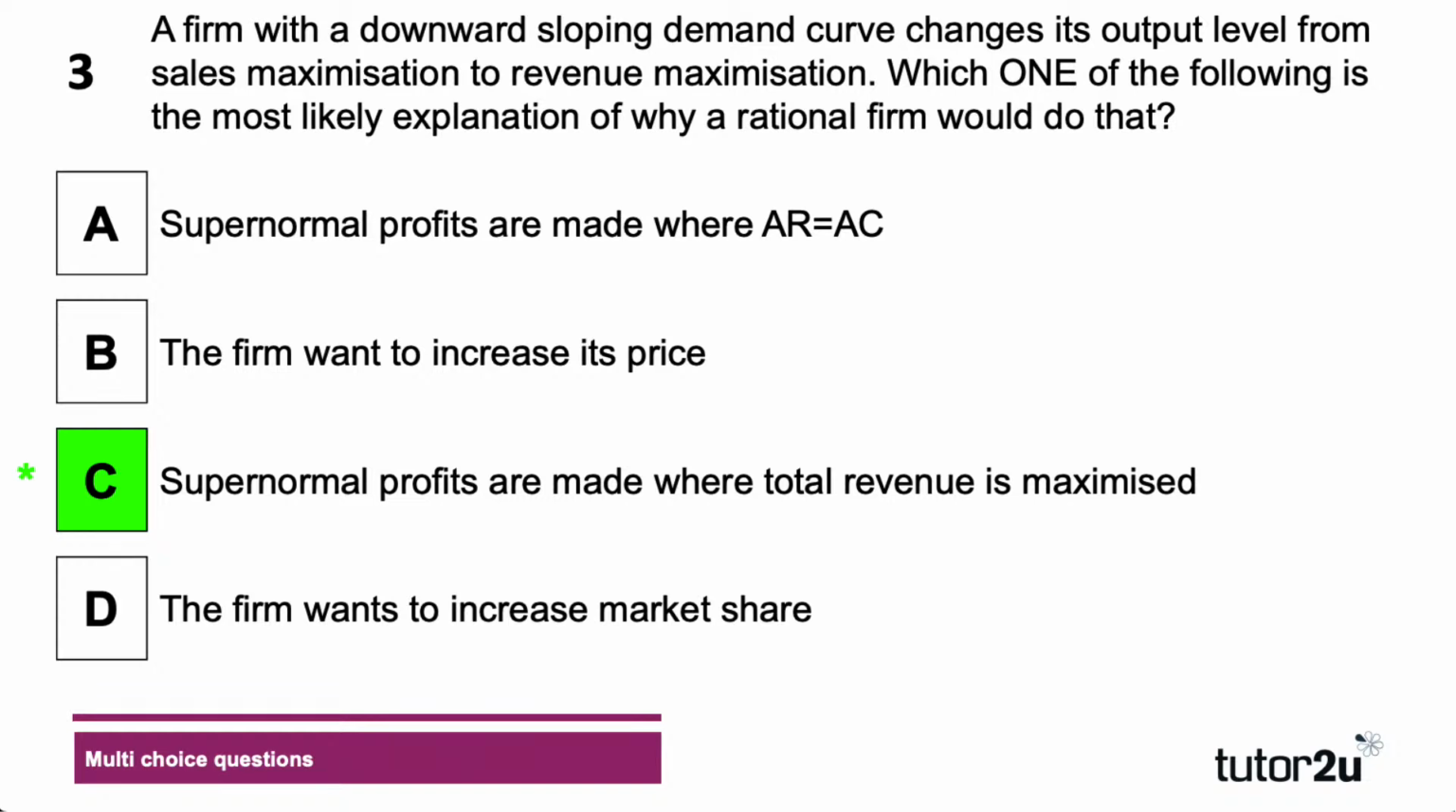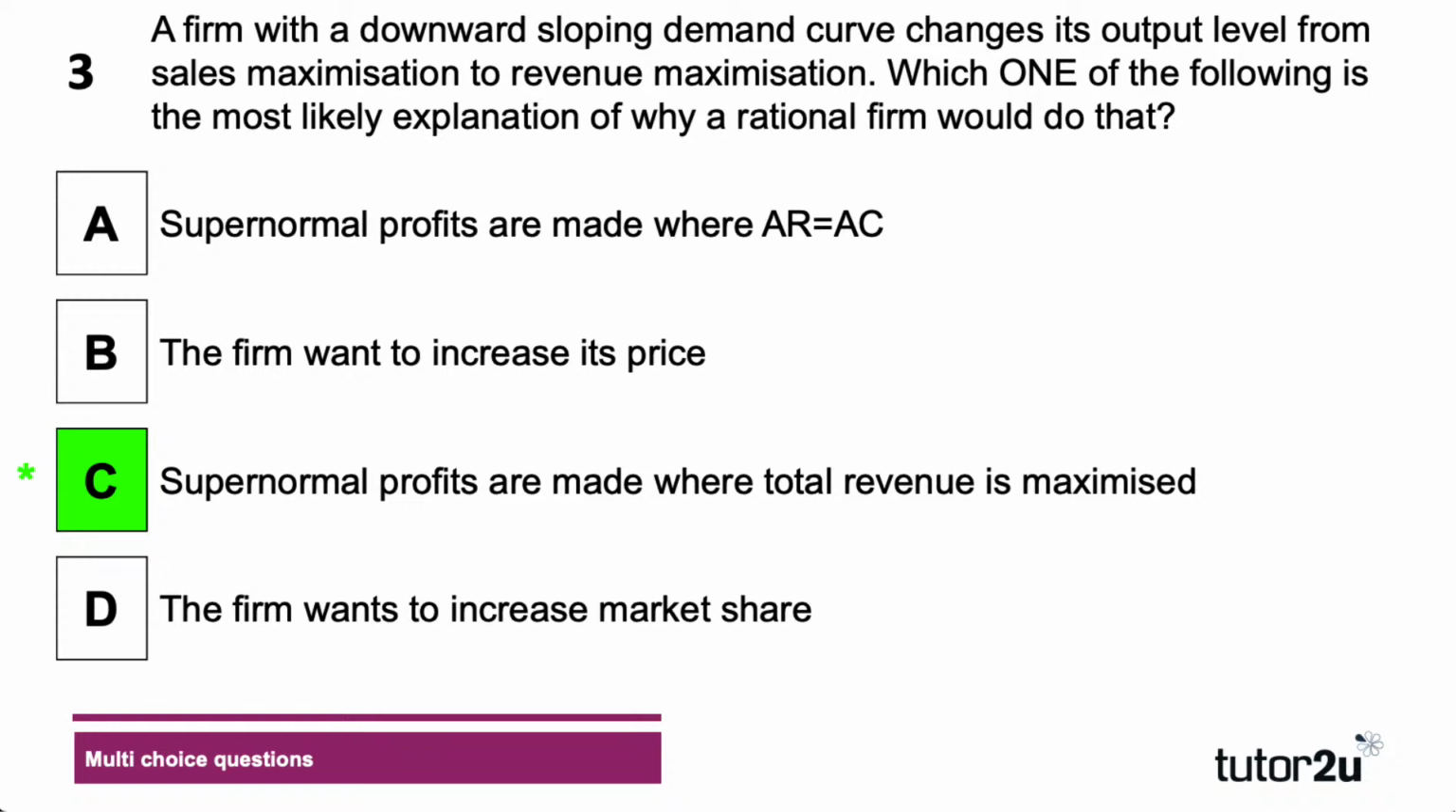Okay, so this one is maybe dividing opinion a bit more. So C is correct here. That's because even if it's not the maximum profit, if you think about the diagram, and when you get a multiple choice question like this on an exam paper, the really important thing to do is just quickly sketch the diagram at the side of the paper. It doesn't have to be a brilliant sketch, but just something that shows you where each of those points are going to be. So remember, sales maximization is where AR equals AC. And that's actually where you're making normal profit, not supernormal profit.